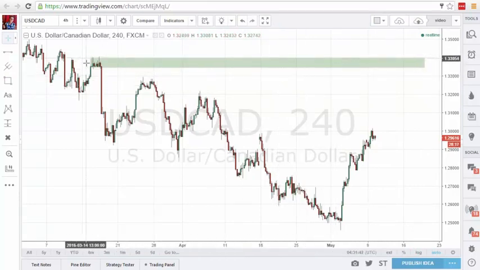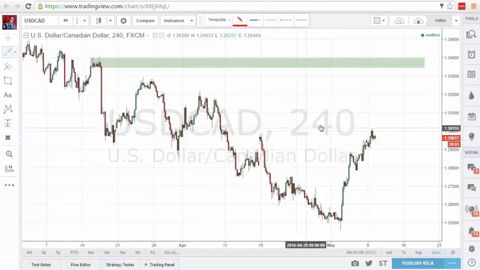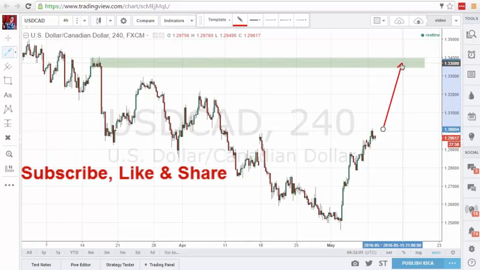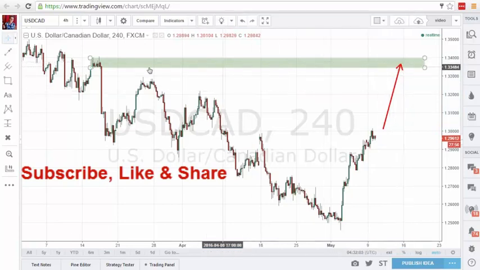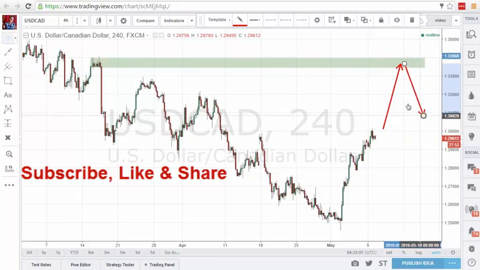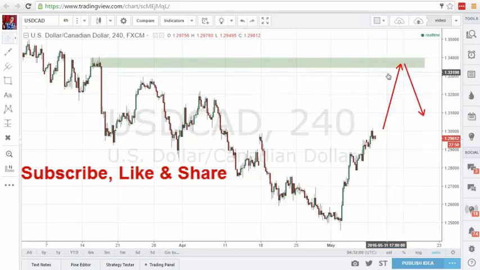And now you can see this is still a fresh supply area, as we would call it, because since this has formed, price never came back to it, and so there's probably a lot of unfilled supply left. What we can then expect is once price makes its way back into this supply area, we would expect to see more sellers come in and push price lower again.